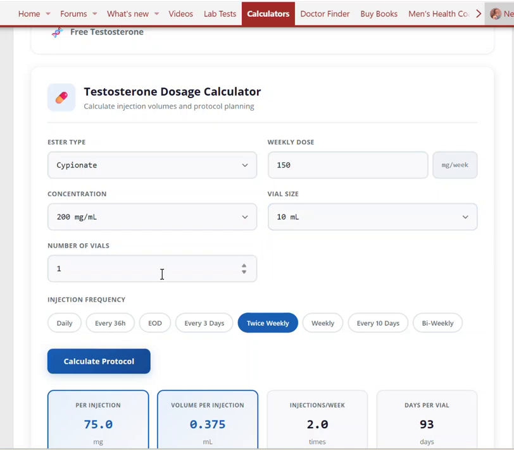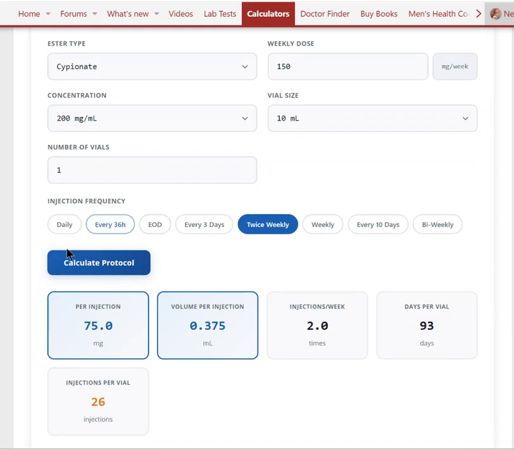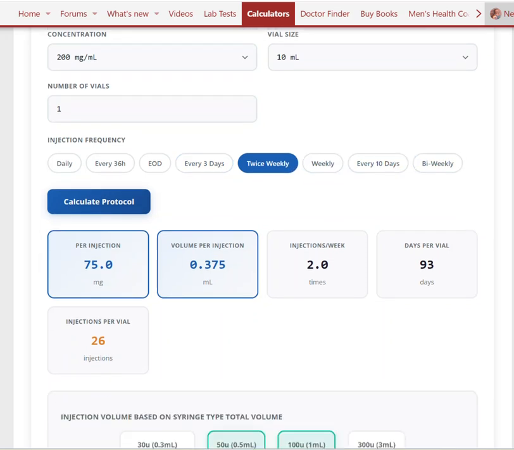Number of vials that you have, and this is used to know how long your next refill will be for. And you choose your injection frequency. Some guys are injecting daily, every 36 hours, every other day, every 3 days, twice weekly, every 10 days, bi-weekly. And that's basically a personal preference, and also what the doctor recommends for you to do.